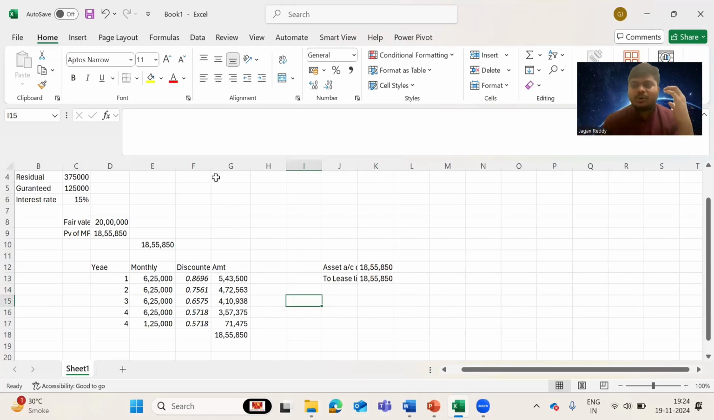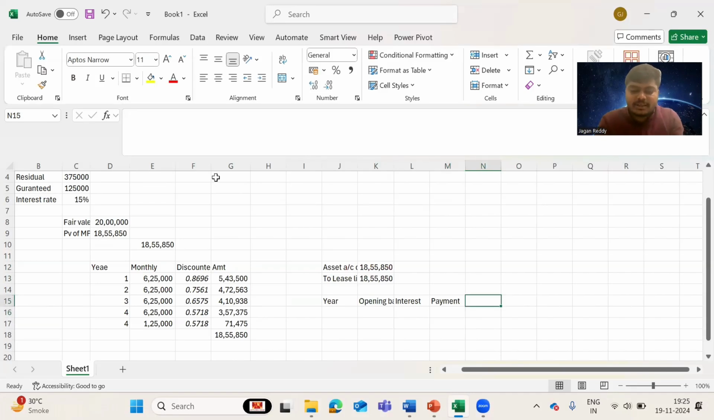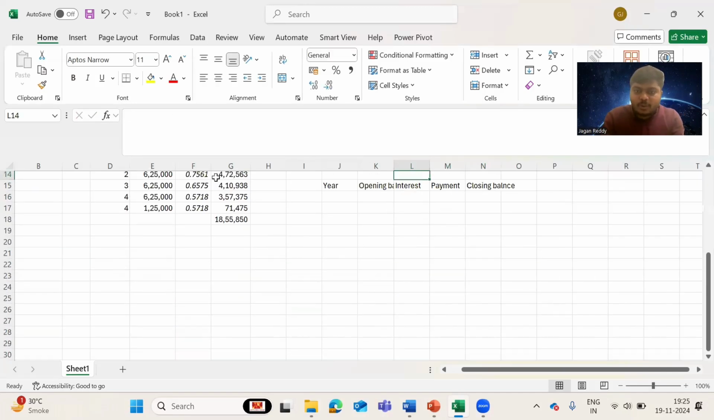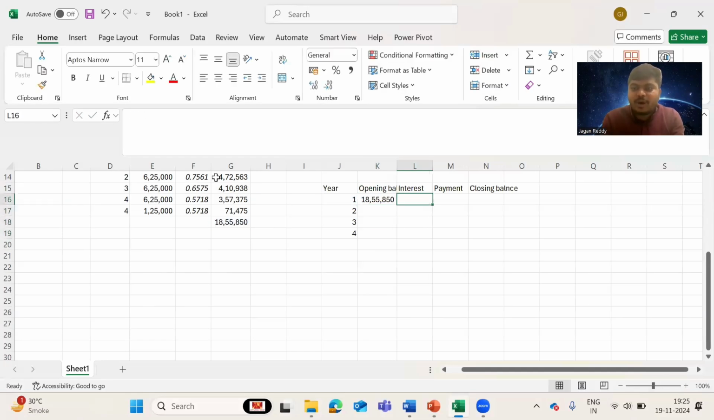Next, the first year. If you go directly for calculation of interest, you may get it wrong. Please follow the format suggested by me. First, what we have to write? Year. Next, opening balance. Next one is interest. Next one is payments that you made. Next one is closing balance. What will be the opening balance? How many years? 1, 2, 3, 4 years. What will be the opening balance? 8,55,850.